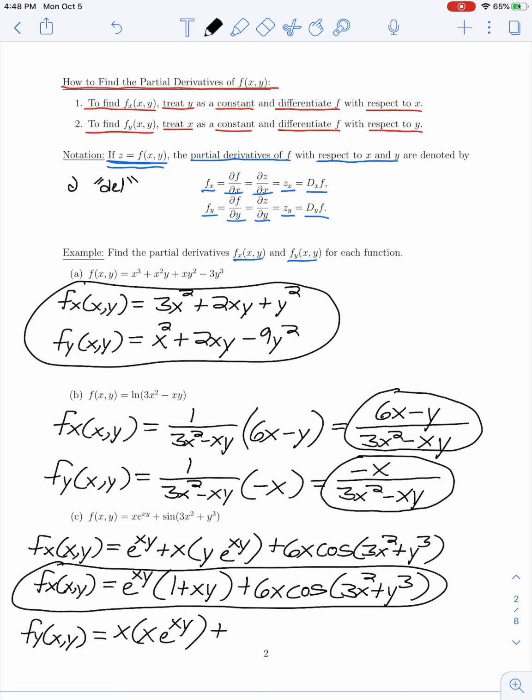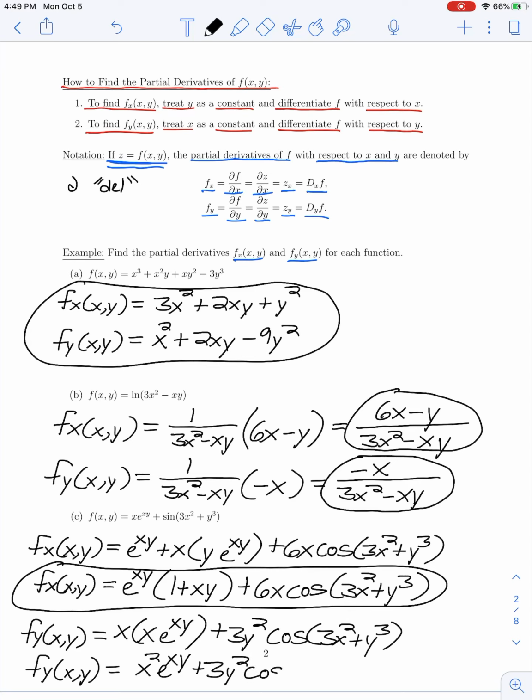And then plus the derivative of sine of this polynomial function would be cosine of the same function. And then multiplying by the derivative of the inner function with respect to y, we would have a 3y squared. Or simplifying just a little bit, our partial derivative would be given by x squared e to the xy plus 3y squared cosine of 3x squared plus y cubed.